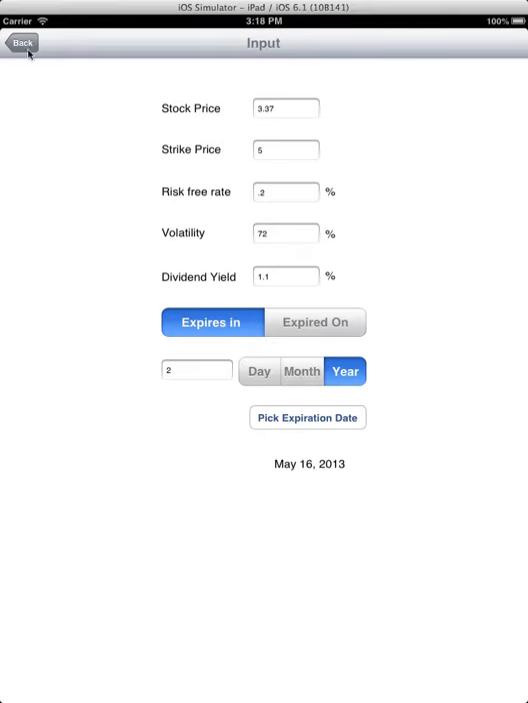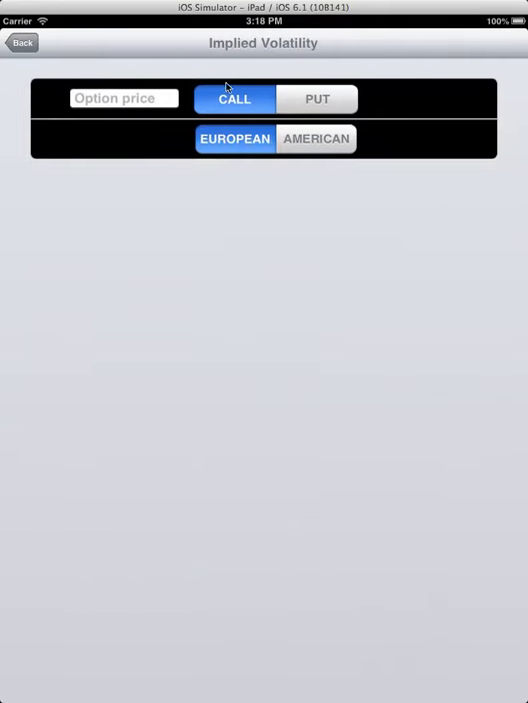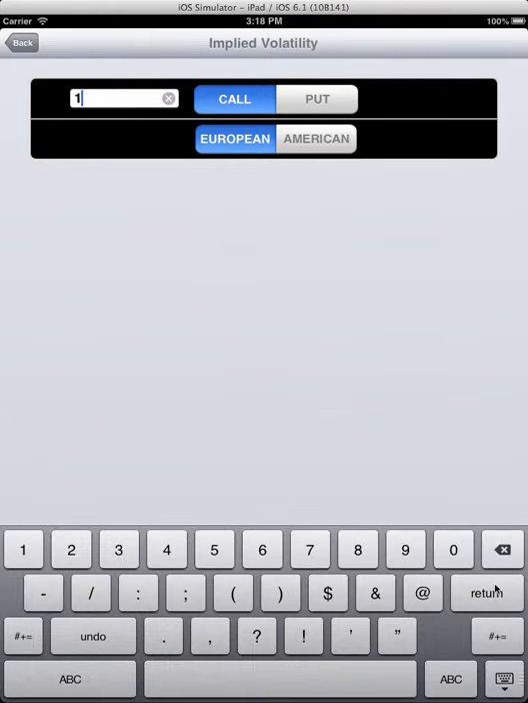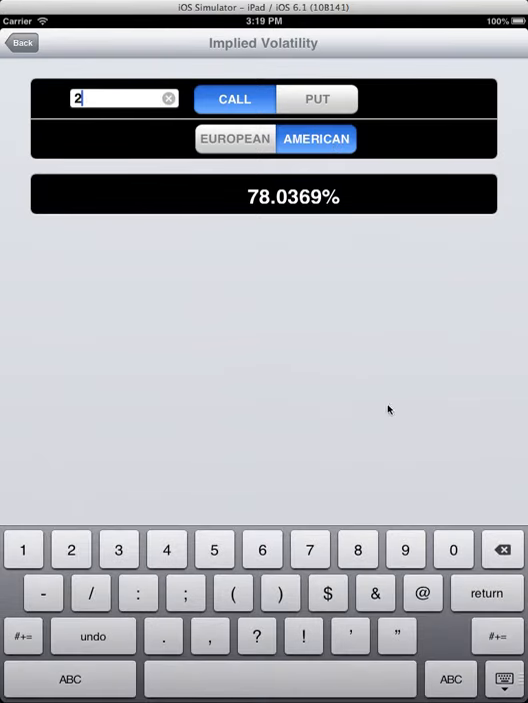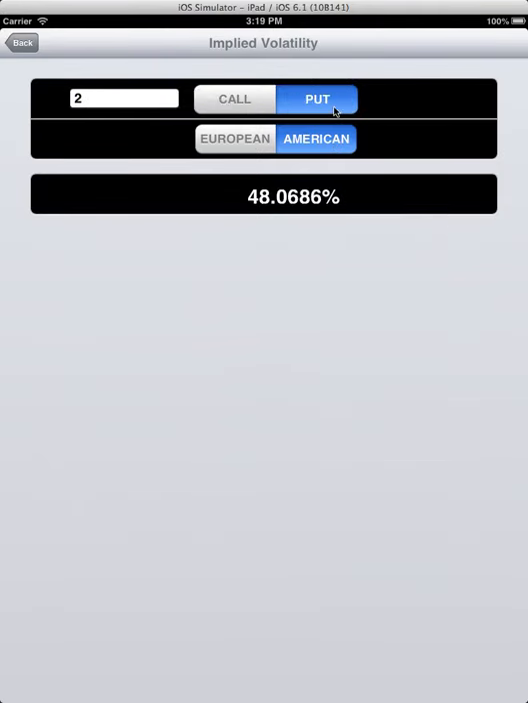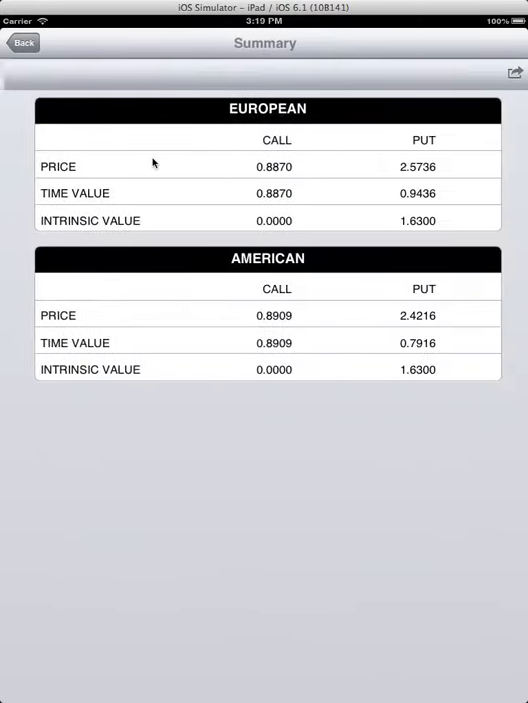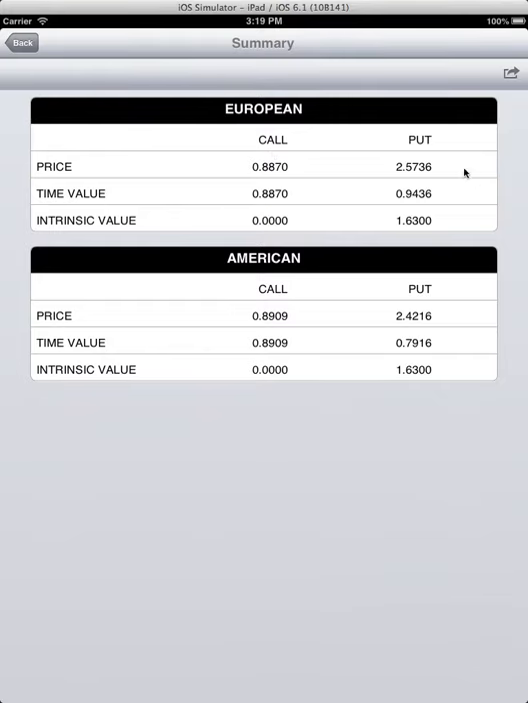So this is the input data set. Implied volatility is $1, and this is a European call option. If it's an American option price, then that is actually a little bit higher. Then say the price is $2, and here's a put option, and if it's European, that is lower. Then the summary: here you see the call price, the put price, time value, intrinsic value, for both European and American options.